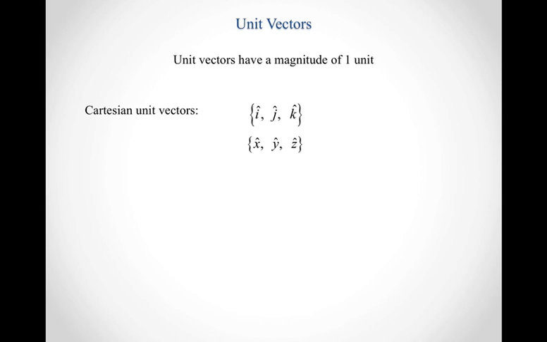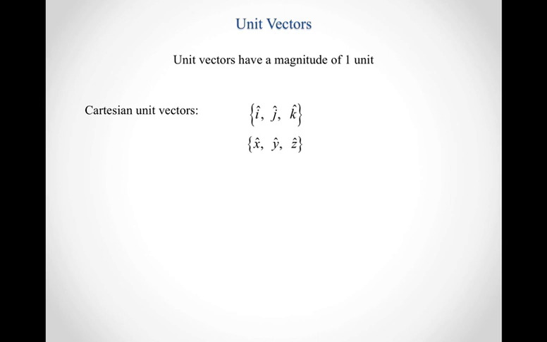Cartesian unit vectors, whether you use i hat, j hat, or k hat, that's one way that you can refer to this set, or x hat, y hat, and z hat, that's the other way that you can refer to this set. But Cartesian unit vectors help define the 3 dimensions that we think of as x dimension, y dimension, z dimension.